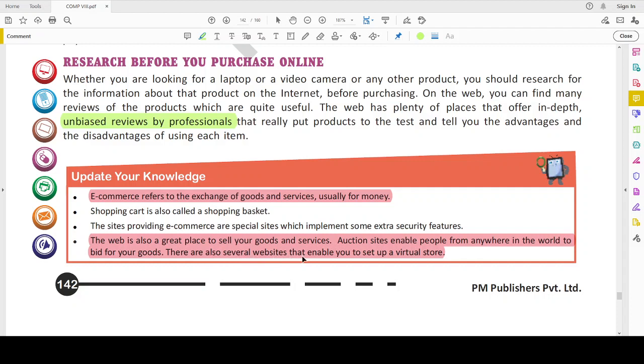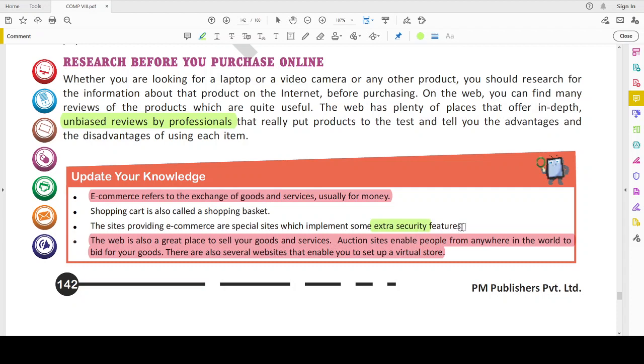There are also several websites that enable you to set up virtual stores. So the sites that are providing e-commerce are special sites which implement some extra security features. Why are these security features required? Because you are making payments on their sites. So security should be there so that the data is not going into the wrong hands.